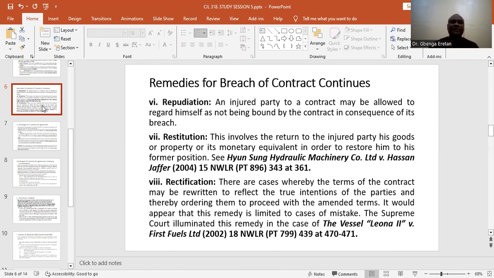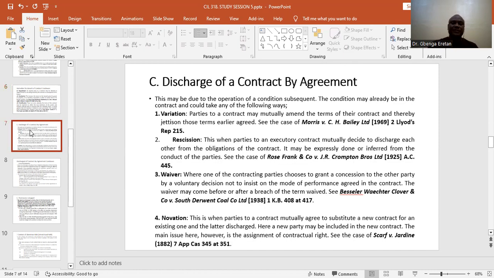Then we talk about rectification. These are cases where the terms of the contract may be rewritten in order to reflect the true intention of the parties, meaning that there is a breach of contract because parties could no longer be bound by the content of the document. So parties are at liberty to rewrite another terms of agreement. So where parties decide to rewrite another terms of agreement in order for them to be bound, we refer to it as rectification as the remedy of a breach of contract.